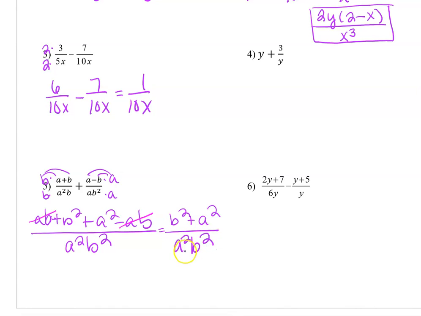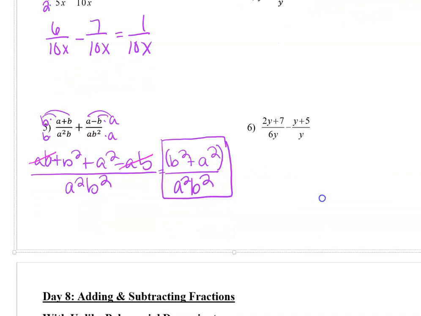Now keep in mind, these terms in the numerator with the plus sign are glued together. So I cannot cancel those with the a squared b squareds in the bottom. All right, keep moving on.